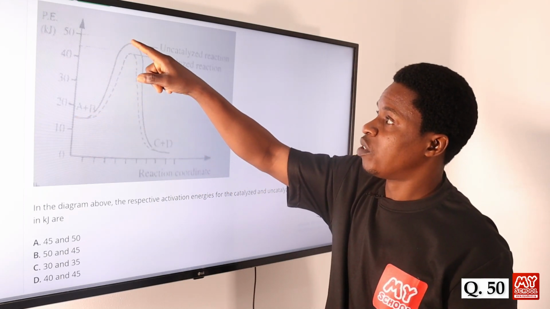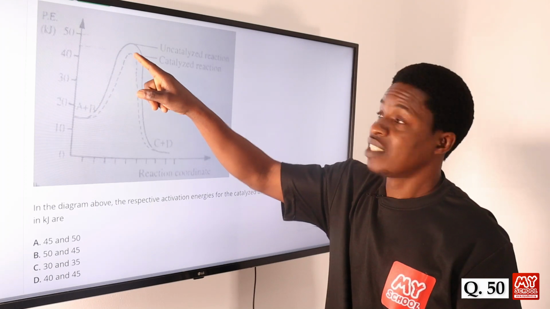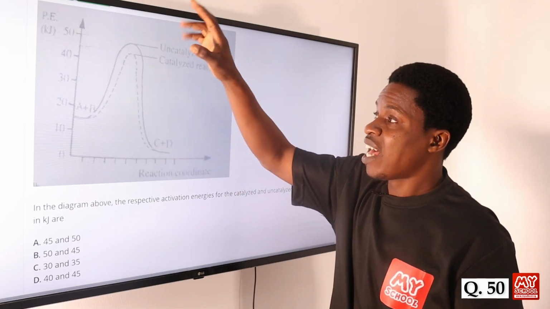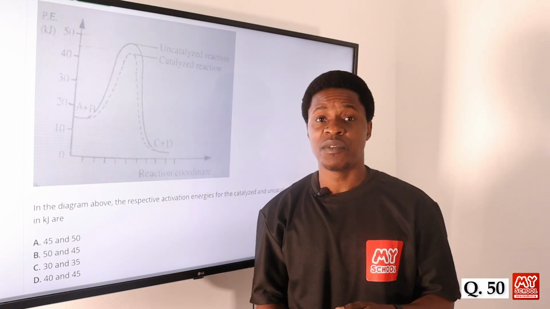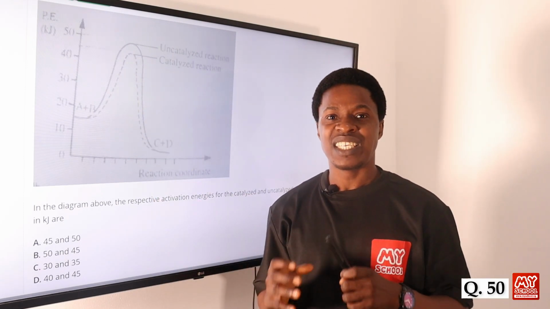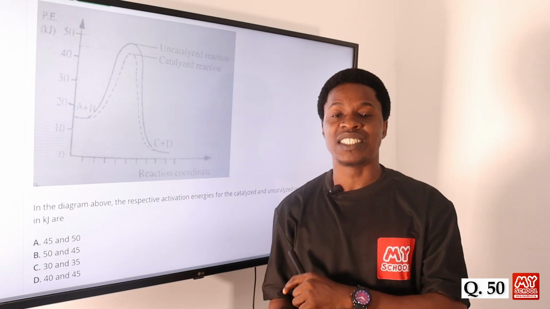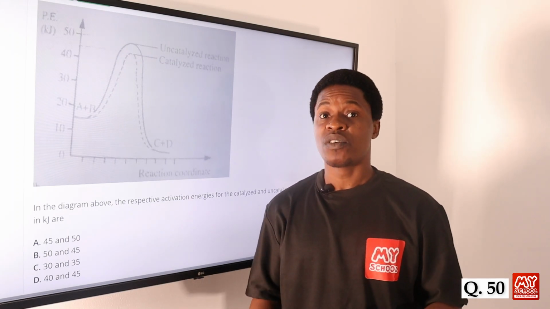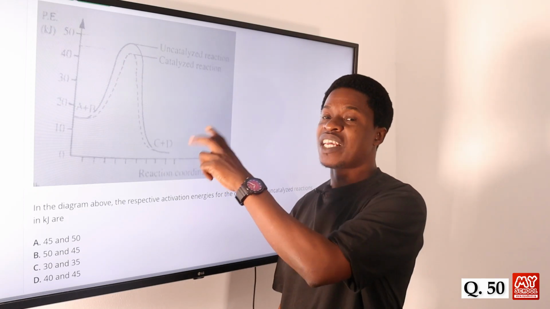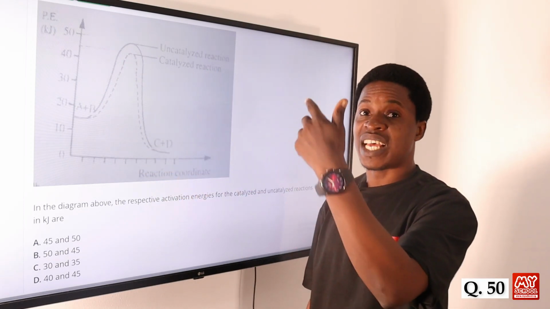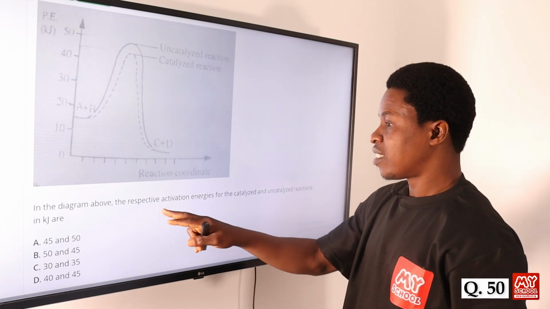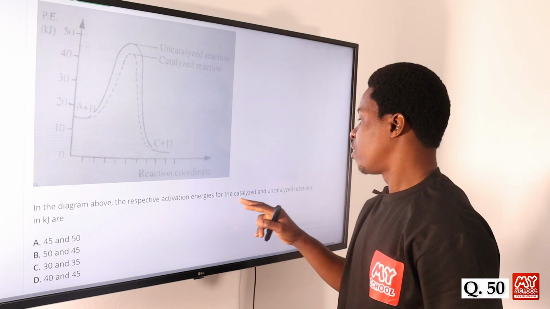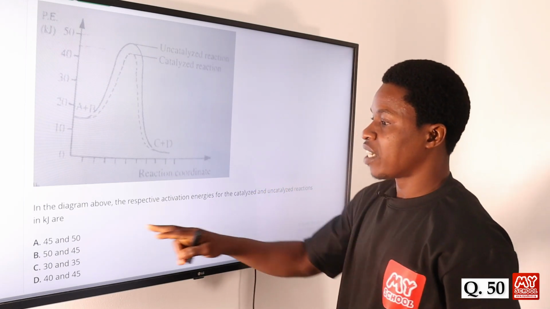The second one, which one is without use of catalyst? This one reaction will still go on to completion. Okay, so here we call this activation energy, and we know that activation energy, like I said, is the minimum amount of energy that is needed for a chemical reaction to take place, to occur. But in a curve like this, usually how do we determine the activation energy? Because we're told that in the diagram above, the respective activation energies for the catalyzed and uncatalyzed reactions in kilojoules.